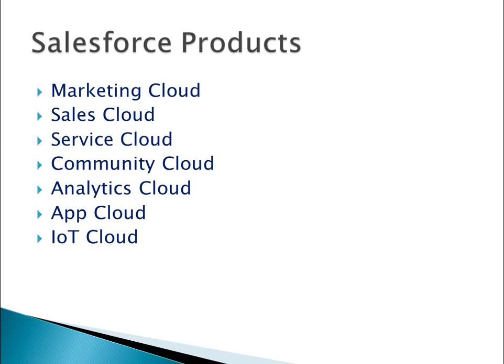Then we have App Cloud. App Cloud is like we do not have any out of the box business model. We can just utilize that platform and build our own apps. Then we have Internet of Things, like IoT Cloud. This cloud is the recent one which Salesforce has launched. This cloud can be used for building integrated apps like your home automation systems, where you can control your electric or electronic appliances through a cloud platform.